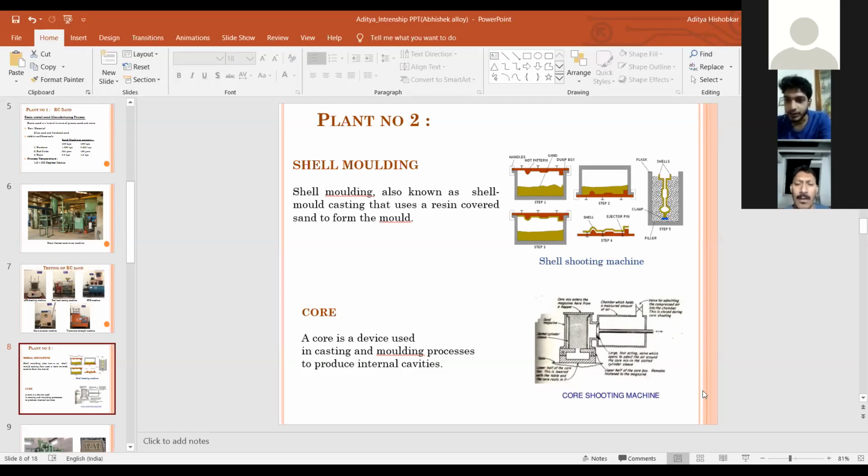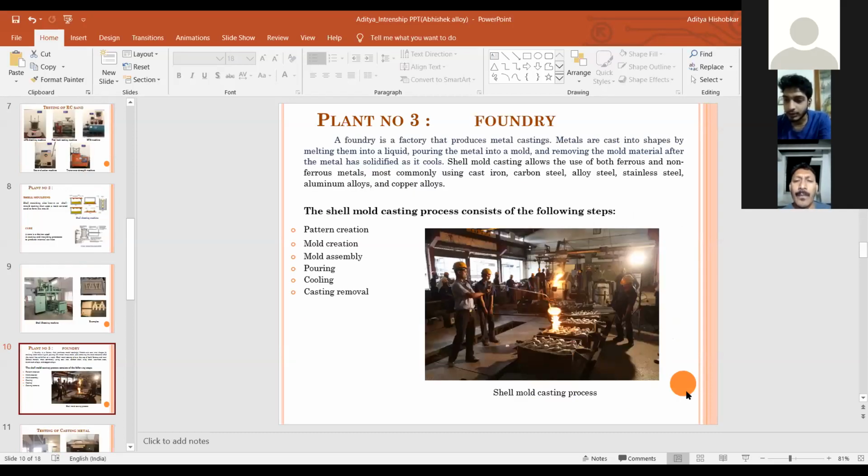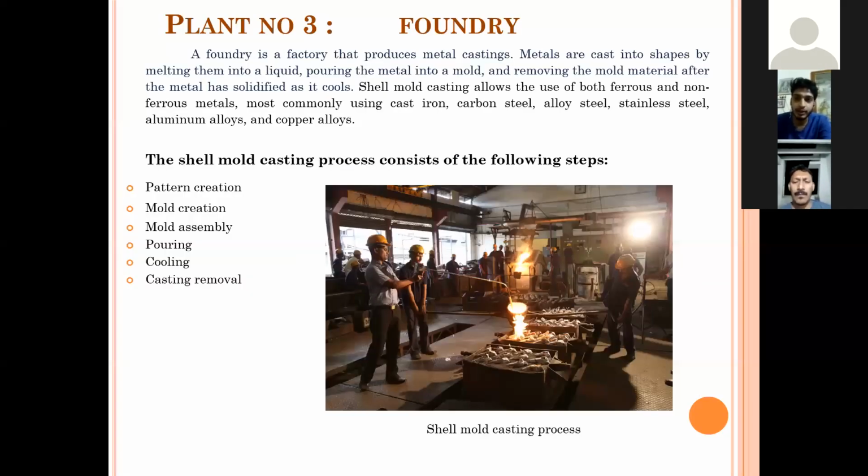Yes sir. After the core, moving forward to plant 3, which is the foundry. In the foundry they were producing metal castings. Metal casting is making molten metal into shapes by pouring the molten metal into the mold and removing the mold material after the metal has solidified as it cools.